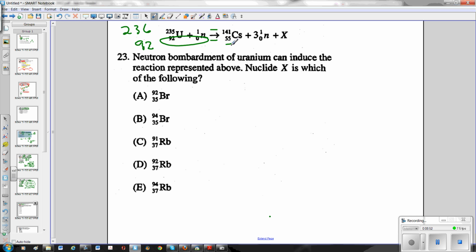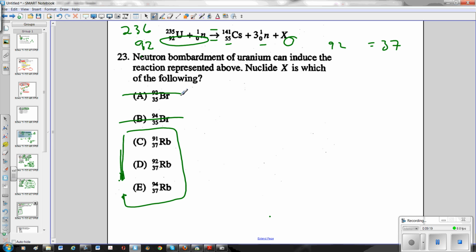Well, I have 55 and 0, so to figure out what x is going to be, I just take 55 minus 92, because I know this thing has to equal 92, because both sides of a nuclear equation have to balance. So 55 minus 92 is 37. That's my number of protons, which leads me to figure out the idea that it's either got to be C, D, or E. Can't be this or this with 35 protons.